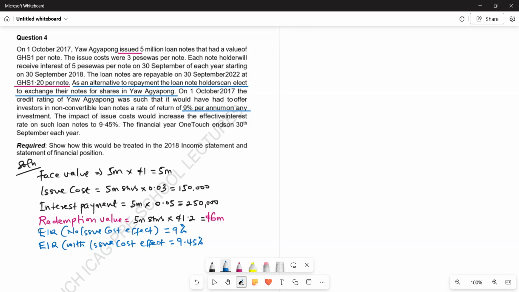Okay, so we are now ready to look at the question. Who can help us? What is the first step? What is the first thing to do in this question after you have gotten your excerpts like this? We go through step 1 by splitting between the liability and the equity portion.